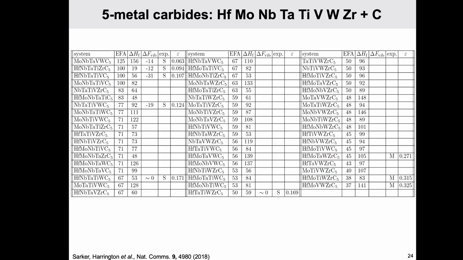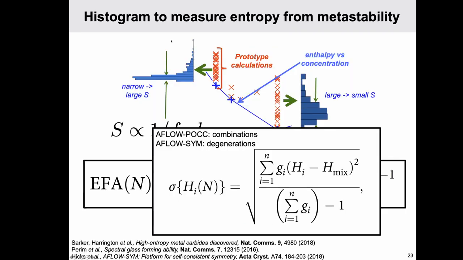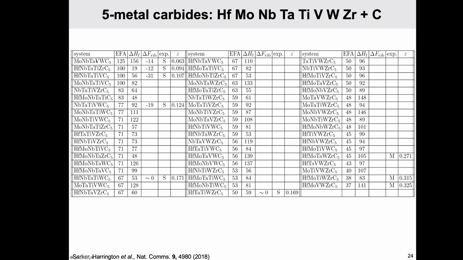on metal carbides. So we take hafnium, molybdenum, niobium, tantalum, titanium, vanadium, tungsten, and zirconium, all right? Those are refractory metals, okay? And we try to see if they form a five-metal carbide. Which means that you pick any five of those plus carbon, and you see if it works. So you do all the combinations, okay? Of all the ones that there are, like 56, you calculate the entropy forming ability by shuffling this combination with this code, okay?